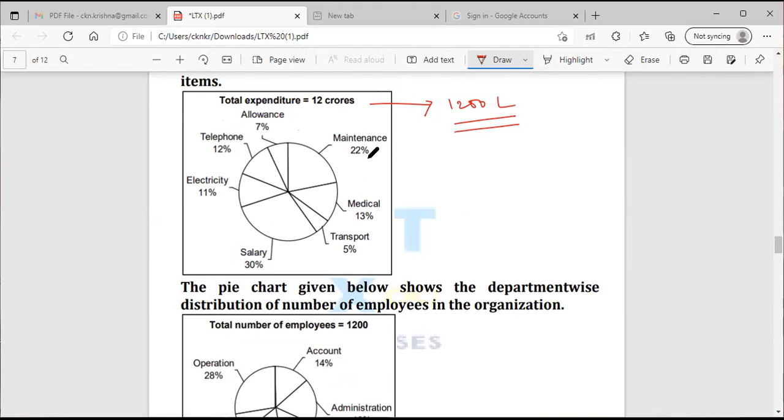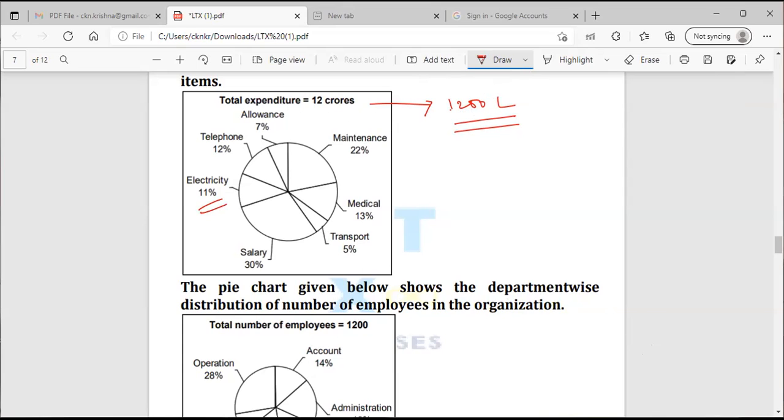Maintenance 22%. What is the meaning? For every 100, 22. 1200 అంటే 12 into 22. Telephone 12%. In the sense, for every 100 rupees, 12. For 1200 lakhs, 12 into 12 lakhs. అంటే ప్రతి 100కి ఎలక్ట్రిసిటీ 11 రూపీస్ అవుతుంది. ఇక్కడ ఎన్ని 100s ఉన్నాయి? 1200s ఉన్నాయి. అందువల్ల 12 into 11 అవుతుంది. అప్పుడు నాకు వచ్చే నెంబర్స్ ల్యాక్స్లో వస్తాయి.